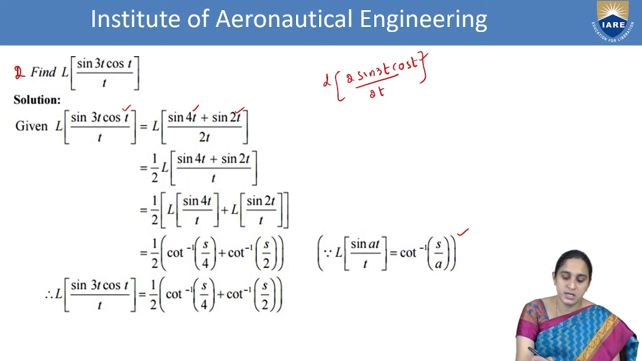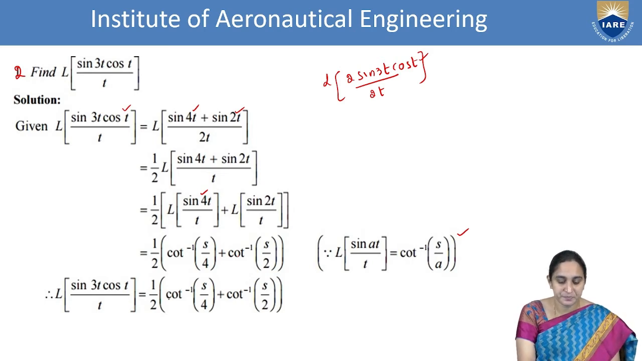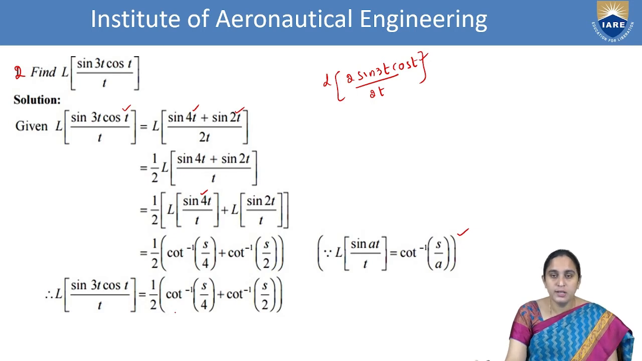A is the t coefficient. Here it is 4. Therefore, 1 by 2 into cot inverse of s by 4, plus again for the second part, Laplace of sin 2t by t, that is also in the form of Laplace of sin at by t. For that case, the formula is cot inverse of s by a. But here what is the t coefficient? 2. Then I am substituting here cot inverse of s by 2. Therefore, 1 by 2 into cot inverse of s by 4 plus cot inverse of s by 2.